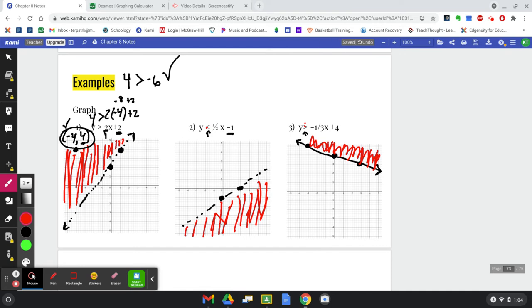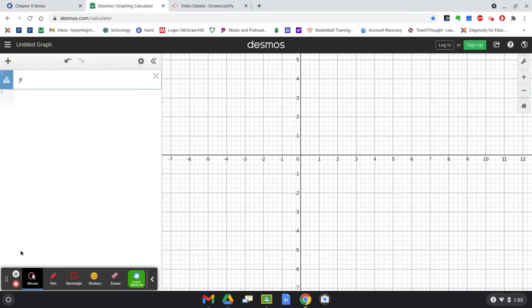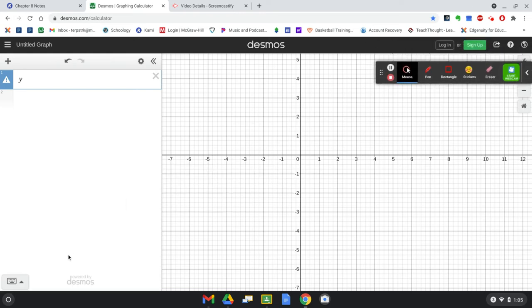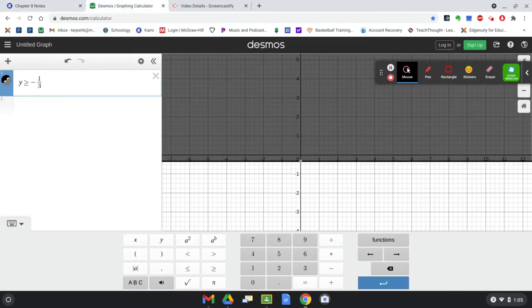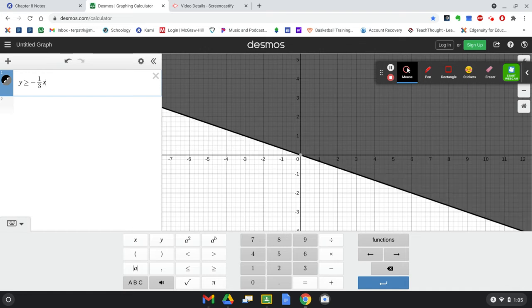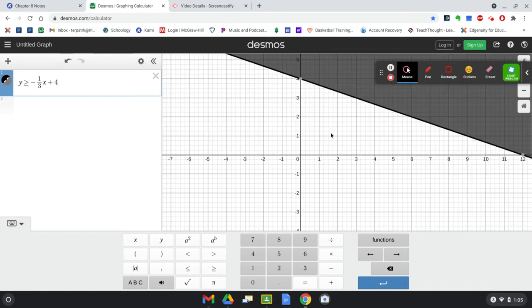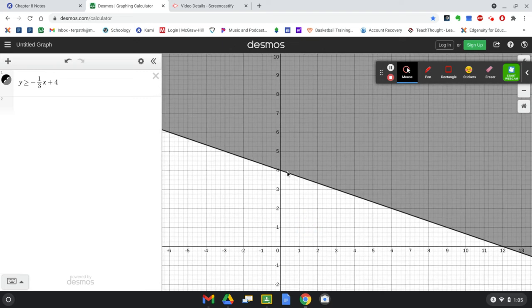So if you go to decimals, let's just graph this last one. Y is greater than or equal to negative 1/3 x plus 4. So if I go here, I can go y. I need my greater than or equal to, which is right here. So y is greater than or equal to negative 1/3 x plus 4. You can see it shading it in as I go. So you can see there's my graph, and then it's shaded above that line.